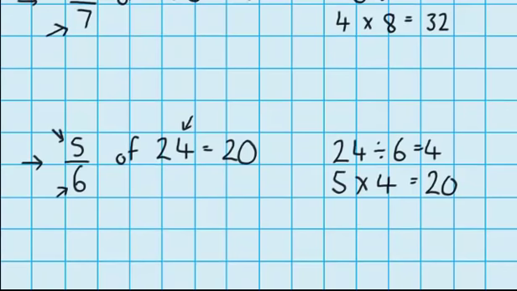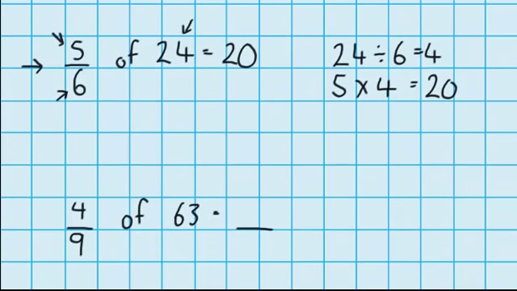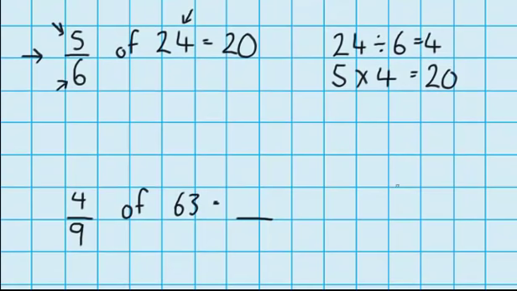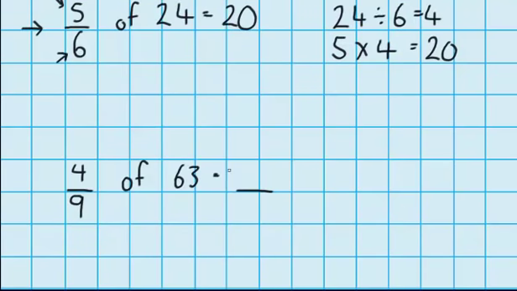Let's try another question. Let's imagine a pet shop has got 63 fish, and 4/9 of those fish are goldfish. I want to work out how many goldfish there must be in total. Well, to start with, I'm going to need to imagine sharing those 63 fish in 9 groups. So I'm going to use division to help me do that.